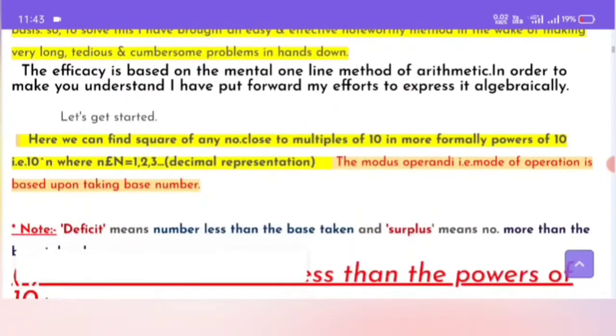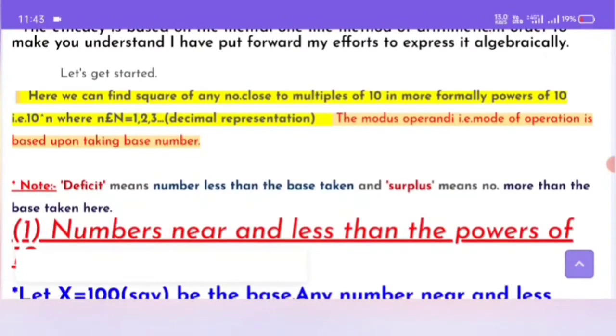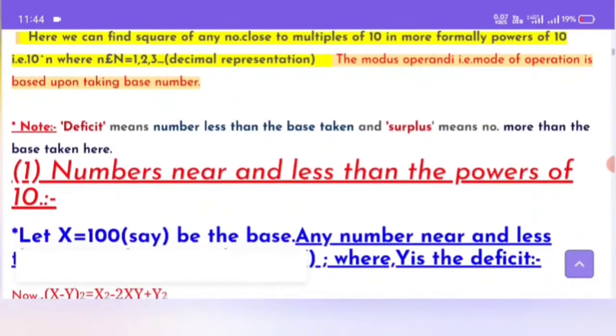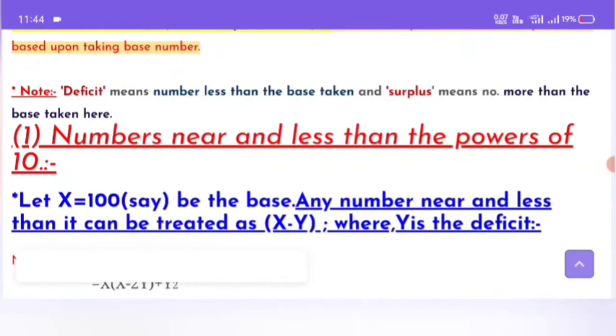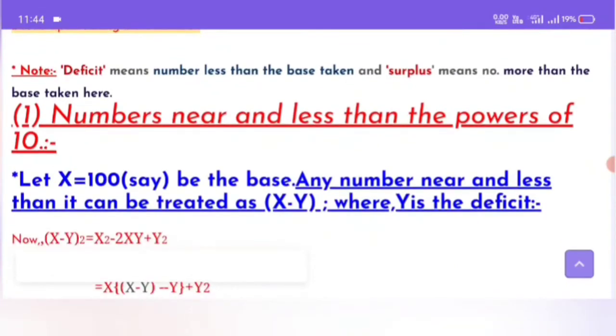Let's get started. Here we can find the square of any number close to multiples of 10, or more formally, powers of 10, that is 10 to the power n, where n is any natural number, that is 1, 2, 3 and so on. The modus operandi, that is mode of operation, is based upon taking a base number. So what's a base number? Okay, at some point of time I will tell you that. Okay, so there is a note. Deficit means a number less than the base taken, and surplus means a number more than the base taken here.